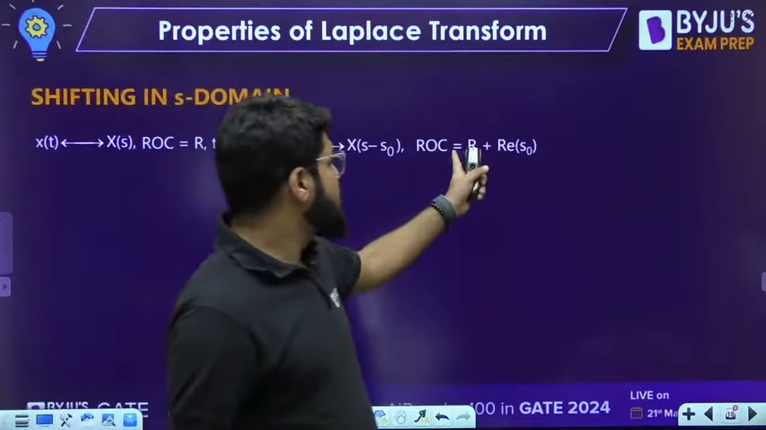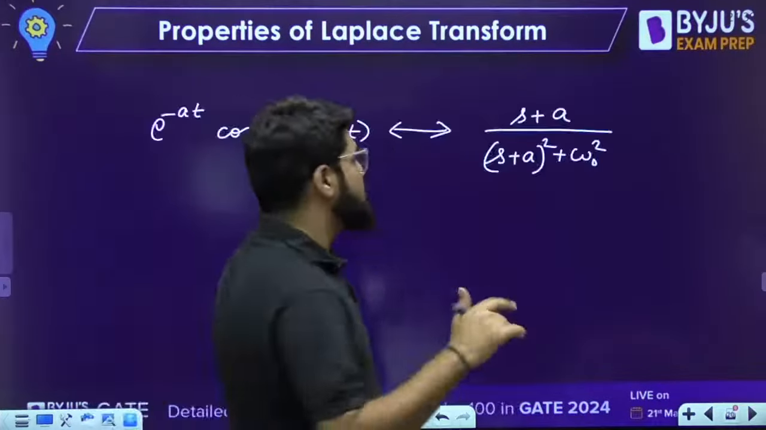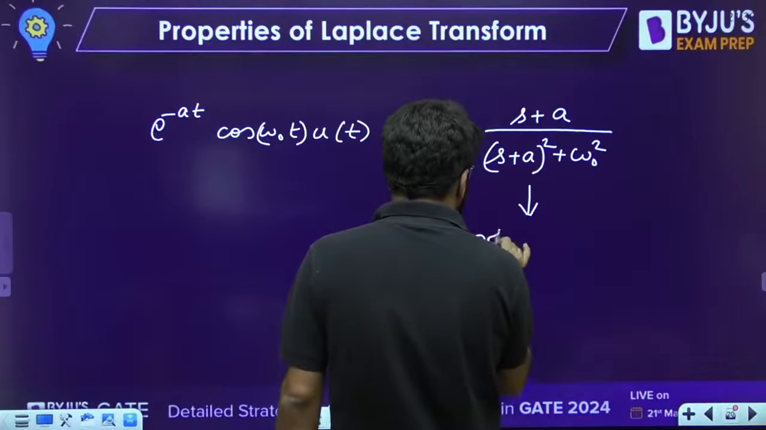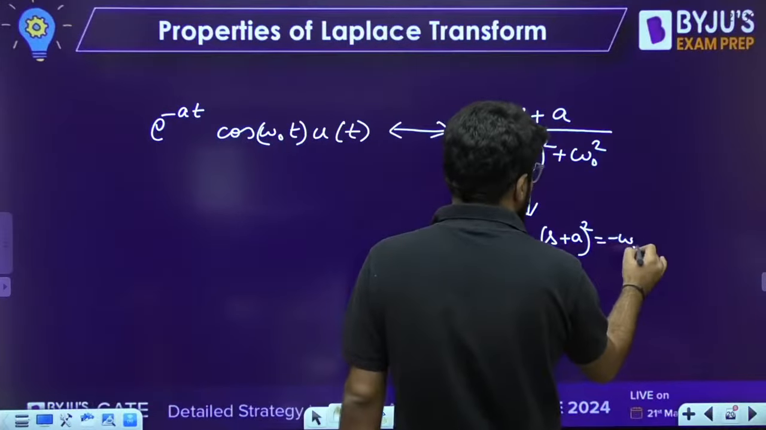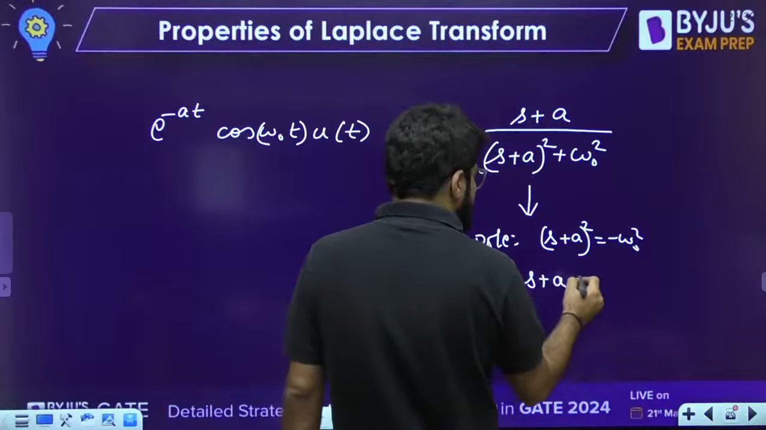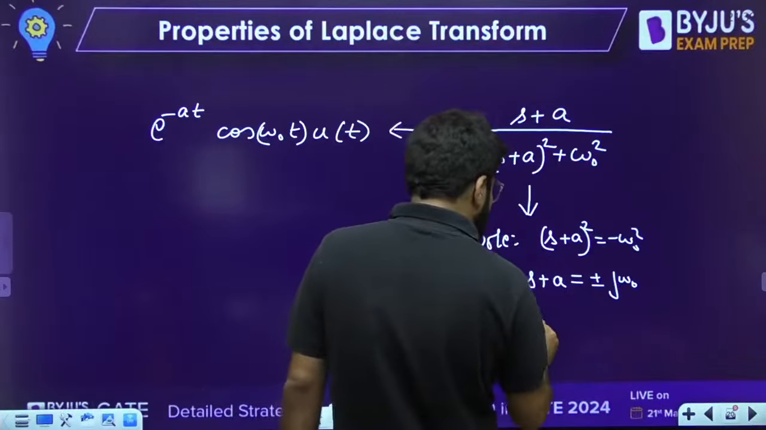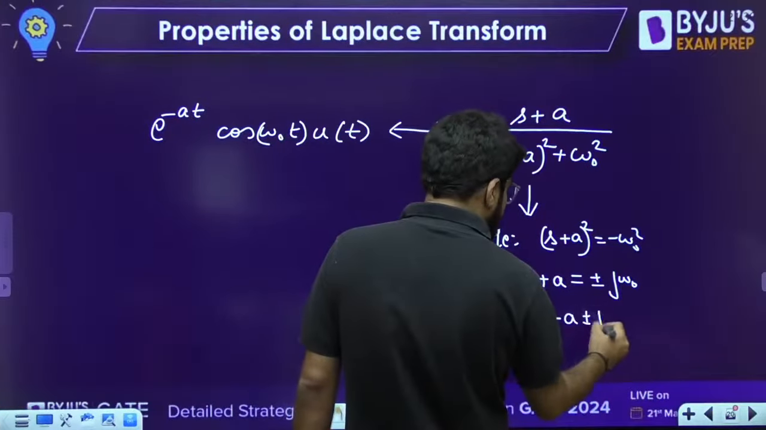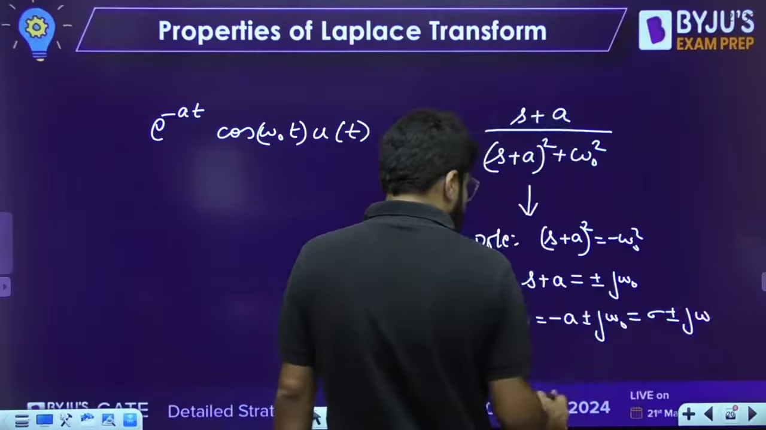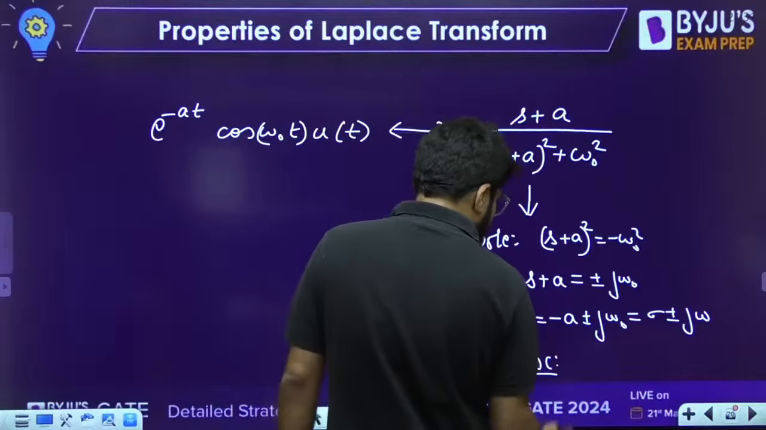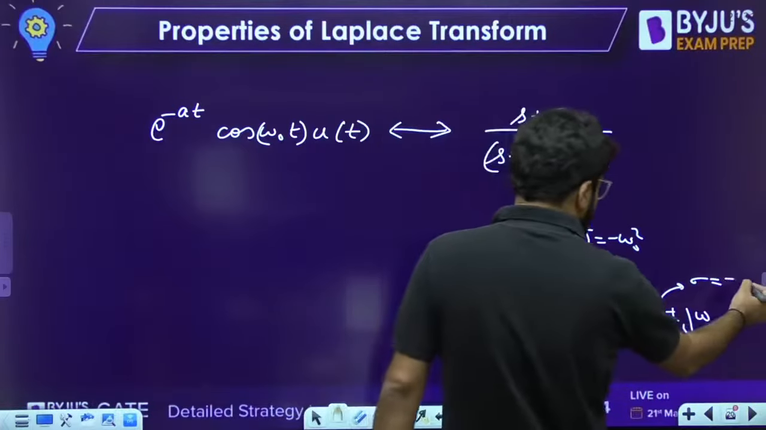What about the ROC? I told you can remember this formula for ROC, but there is no need. Remember the basics: the pole decides the ROC. So what are the poles of this? Denominator equal to 0, so S plus A whole square is minus omega naught square. When I take the square root, S plus A is equal to plus minus j omega naught. So S is minus A plus minus j omega naught, which is of the form sigma plus minus j omega. If you compare both terms, sigma is minus A.